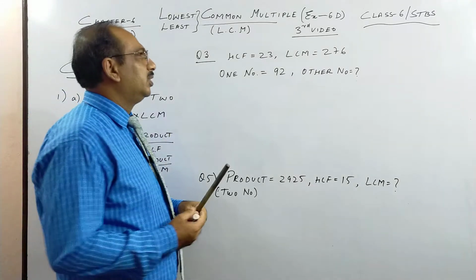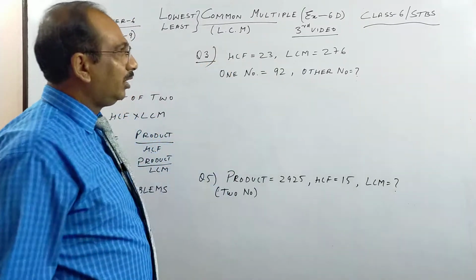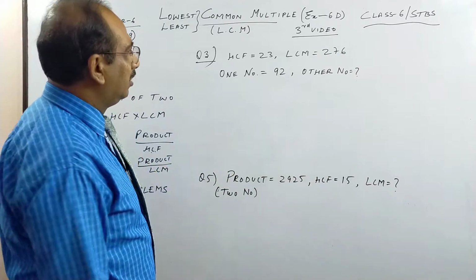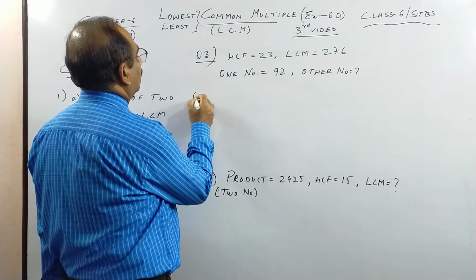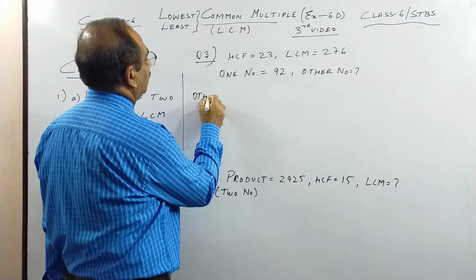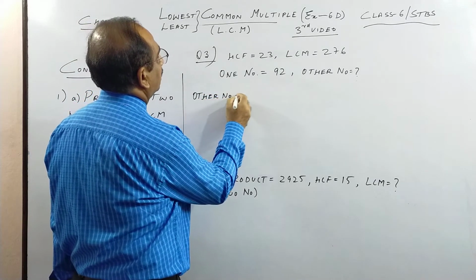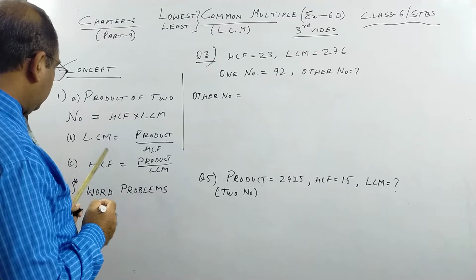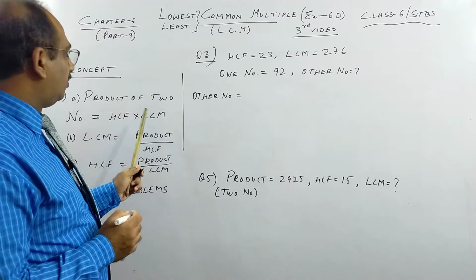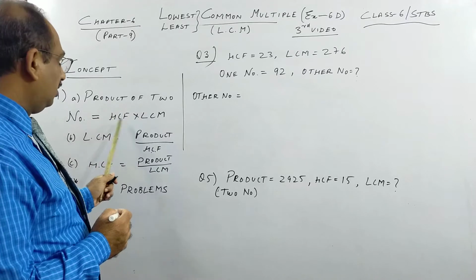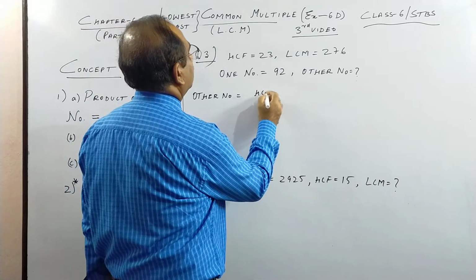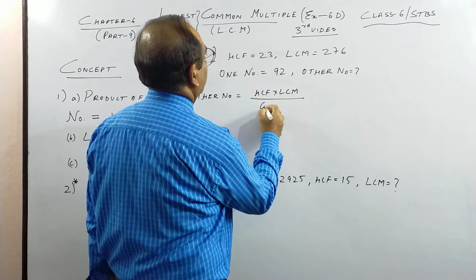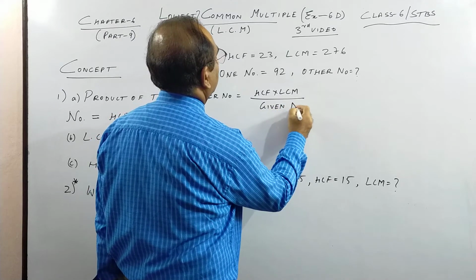So let us see here. Question 3 of your textbook, exercise 6D. HCF and LCM are given and one of the numbers is given. Find the other number. Here we have to get the other number. So this LCM and HCF we have got. From here, if we have two numbers, it will be the product of HCF into LCM by the given number. One number is given, I call it the given number.